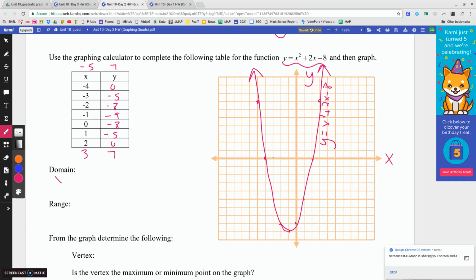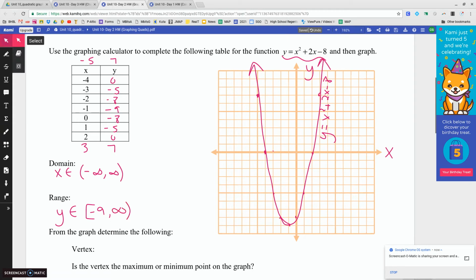So for my domain, remember I'm looking for my x values, and my x's actually have no restrictions at all. So my domain is going to go from -infinity to infinity. Now my range, remember bottom to top. So my lowest y value that I have there is a -9. And then my highest value goes on to infinity with a parenthesis.